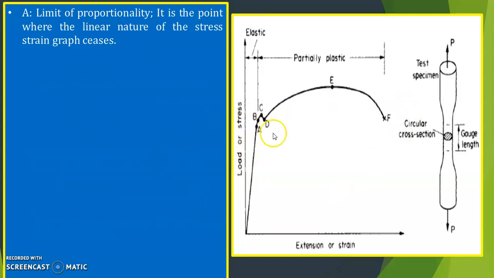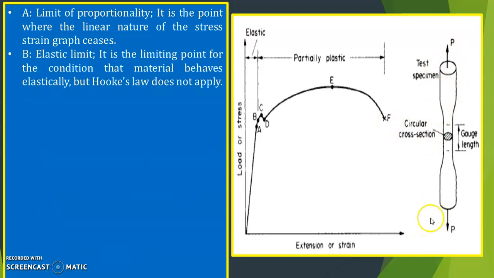There are different points you can see here: A, B, C, D, E, F. Up to point B it is elastic, then it goes to partially plastic, and then after that the breaking point. This is the test specimen, of circular cross section, and this is the gauge length. It's the length we have to consider.